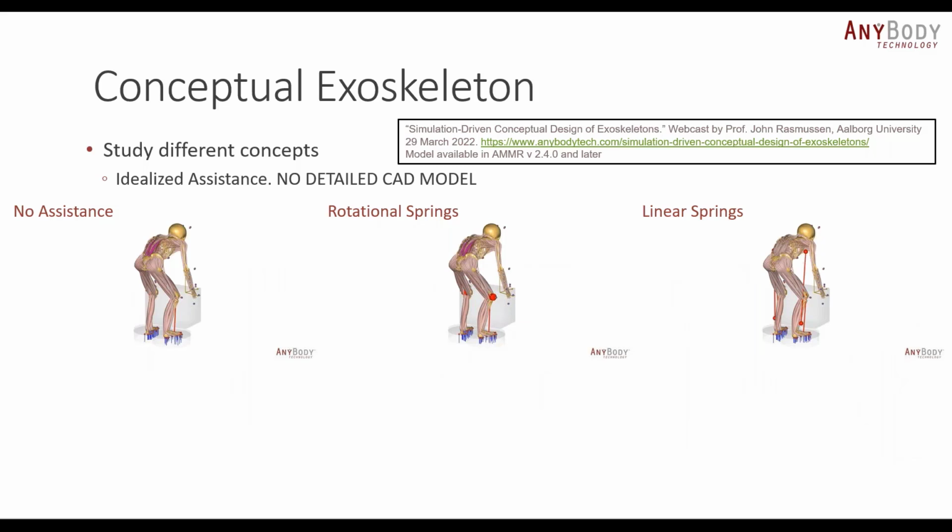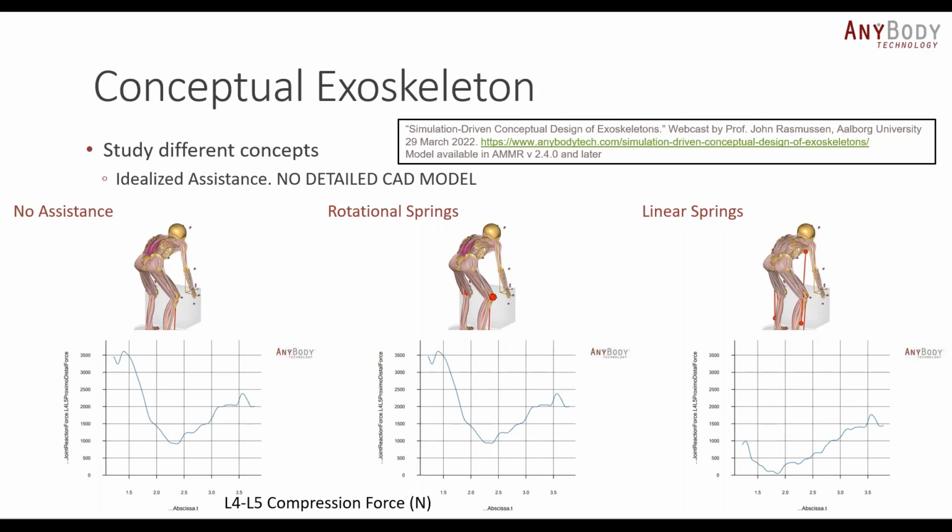Once you've identified the target, you can look at different concepts, and by that you're just looking at idealized assistance, so you don't even need to make any detailed CAD models. As an example, on this slide you can see 3 cases. On the left you have no assistance, in the center you have rotational springs assisting the knee joint, and on the right you have linear springs acting between the shank and the thorax of the subject.